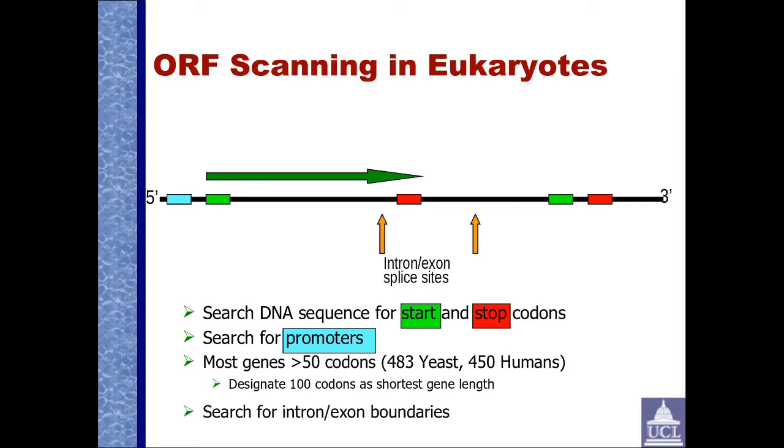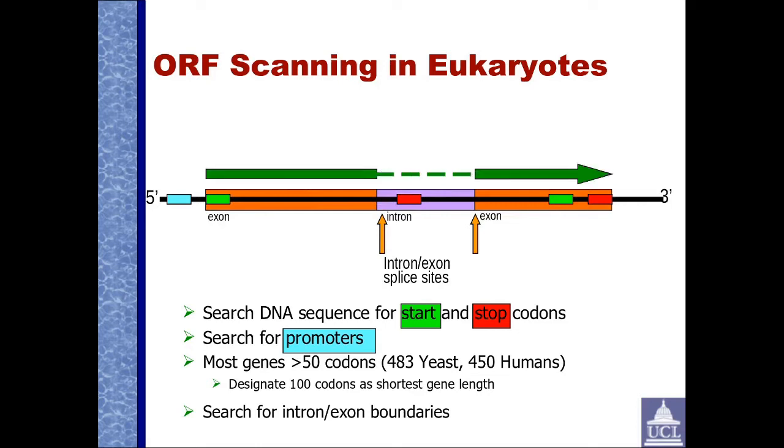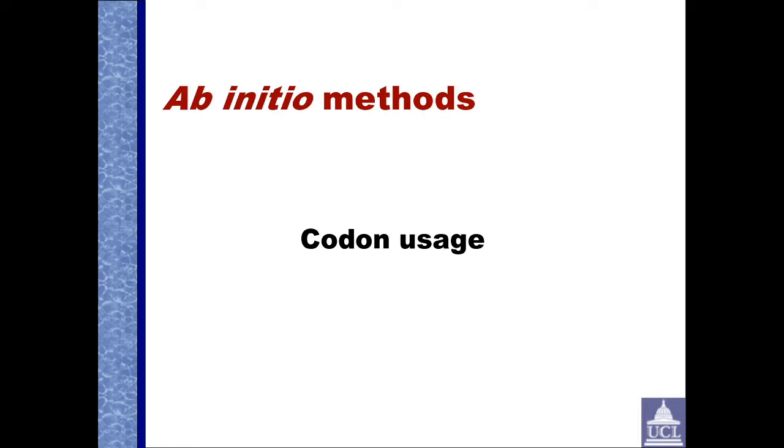However, if in reality there are intron-exon splice sites at the indicated positions, then the real gene structure looks like this, and the open reading frame and the coding sequence ends up looking like this. How do we do this with ab initio methods? Well, one of the first things we can look at is codon usage.